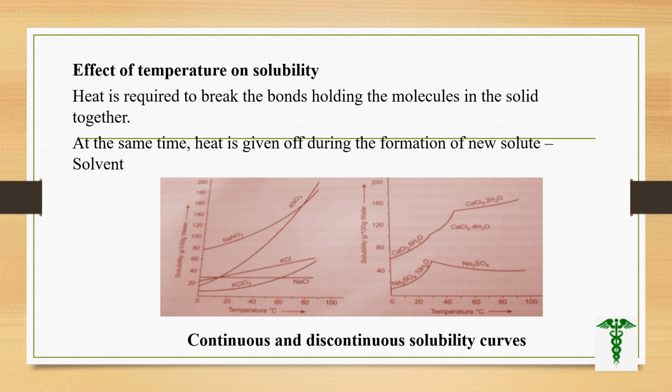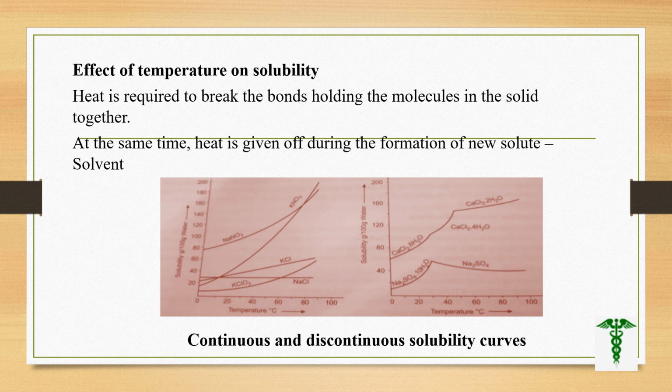Next one is the environmental related factors. If you are increasing the temperature, how does it affect? So as we know, heat is required to break the bond holding the molecule in the solvent. At the same time, heat is given off also during the formation of a new solvent. So if you are telling a relation of temperature, we are supposed to draw one graph. We have to plot the solubility of the solute on the y-axis and temperature on the x-axis. So we will get two types of solubility curve.